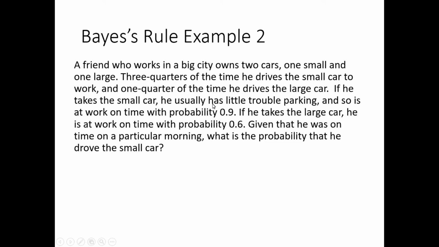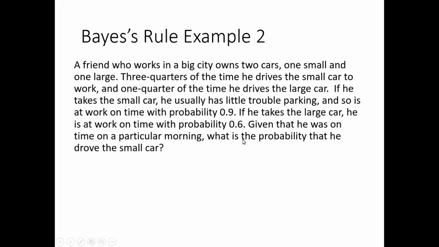If he takes the small car, he has little trouble parking, so parking is easy. He gets to work on time with probability 0.9. So that tells me P of on time given small car equals 0.9. If he takes the large car, he's at work on time with probability 0.6. That tells me P of on time given large car equals 0.6.